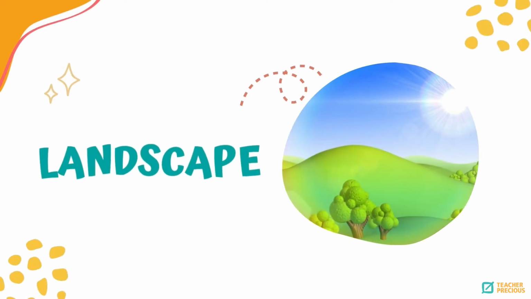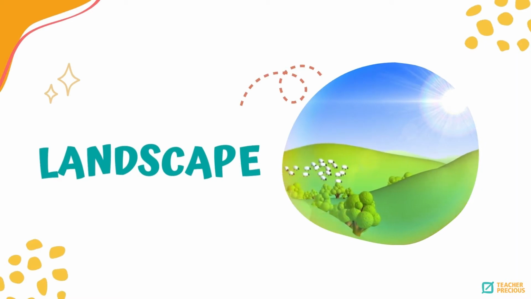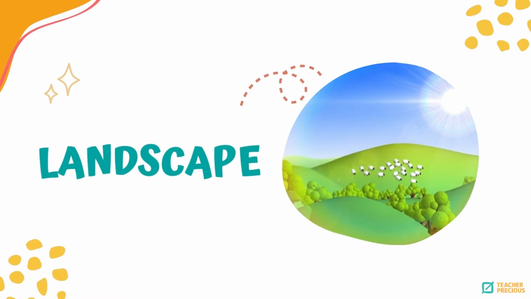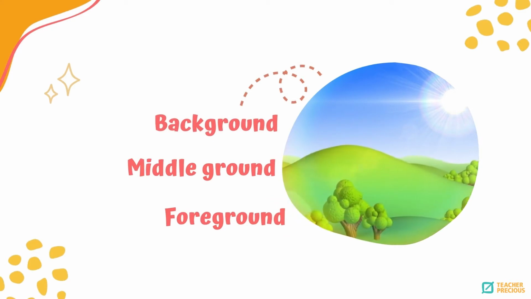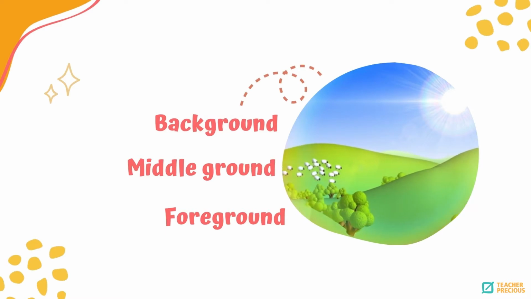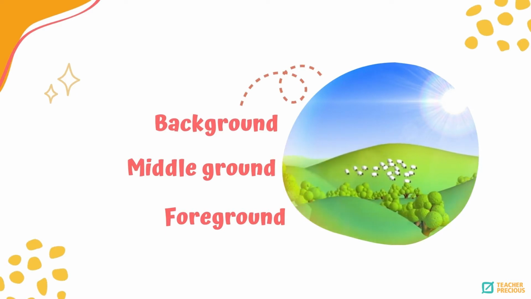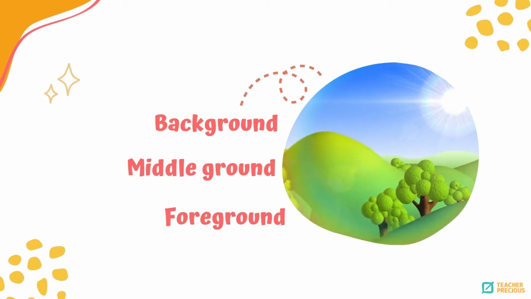Now we'll draw our landscape painting. So what is a landscape? Ano ang landscape? It is a drawing or a photo of a piece of land. Usually depicts nature. Landscape has a foreground, middle ground, and background. The foreground is the closest to the viewer, while the background is the farthest.